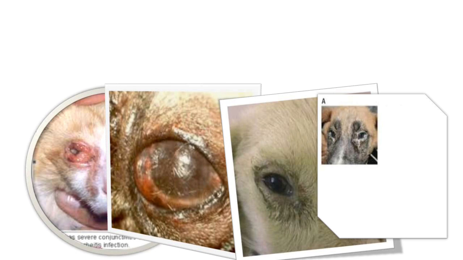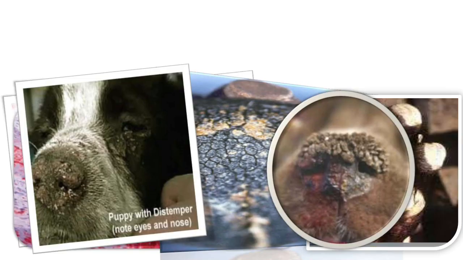Here you can see the different changes in the eyes of the animals due to the canine distemper virus. Here you can see the distemper virus eyes and the hyperkeratosis of the nose of the animals. Here is the puppy.